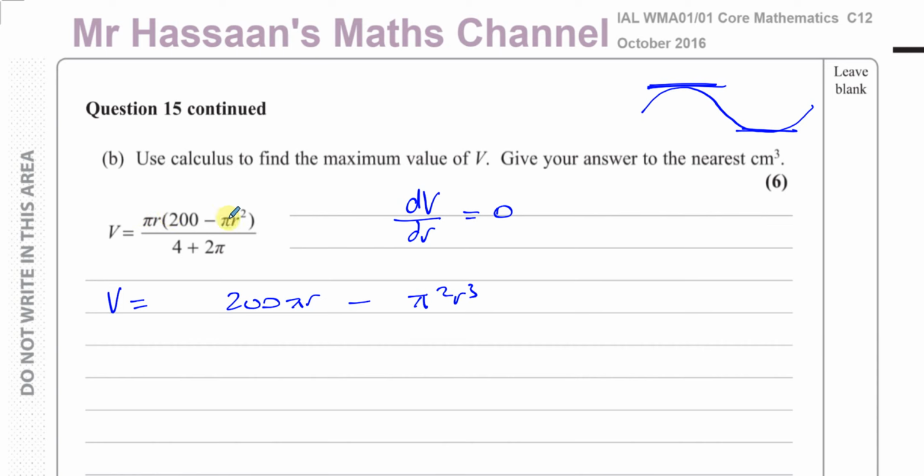So I expanded the numerator, and then I write it as 2 separate fractions. 4 plus 2 pi, and this is 4 plus 2 pi. So I've just basically expanded this bracket. So 200 times pi r minus pi squared r cubed, and under this, I've split this into 2 separate fractions.